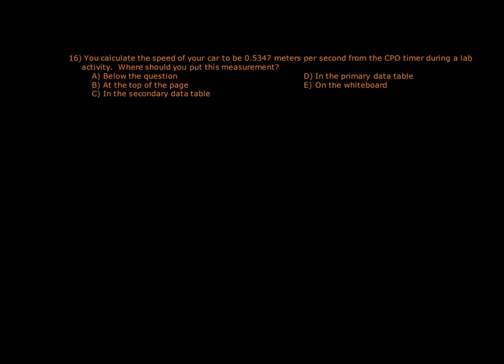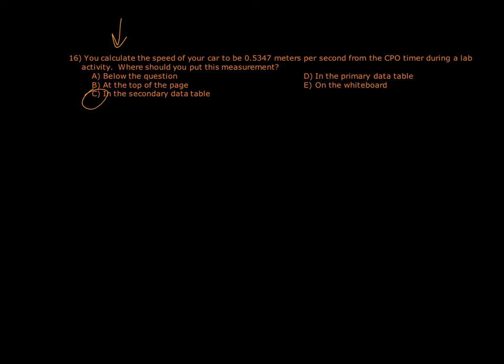If you calculate the speed, where should you record this measurement? Okay. First clue: anytime you see the word calculate, that means it is secondary data. Primary data are things that you measure directly in the lab, so either with a ruler or a balance or a graduated cylinder or a stopwatch. Direct measurements go in the primary data table.